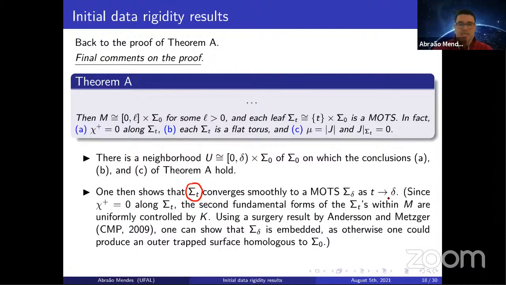Okay, then using a surgery argument due to Anderson and Metzger, we can show that sigma delta is in fact embedded, then we are done. We can run the same argument and extend the neighborhood U. Okay, that's the general idea. It's not a proof, in fact, here, but the general idea of the proof. All right. Then we finish proving theorem A.